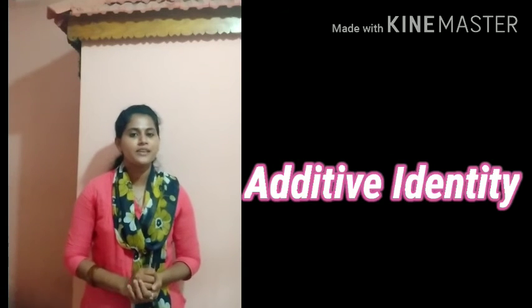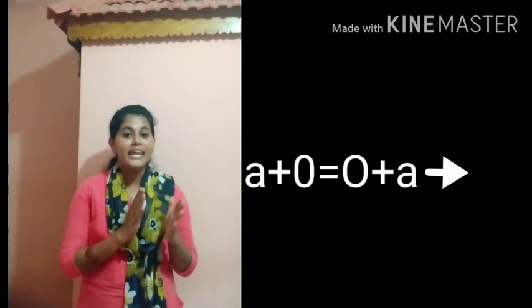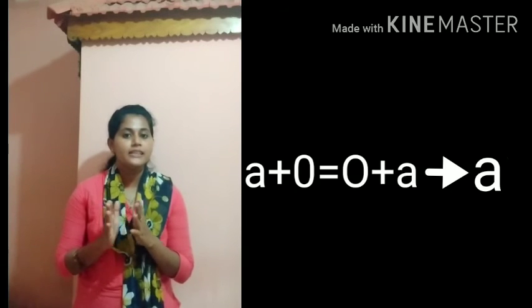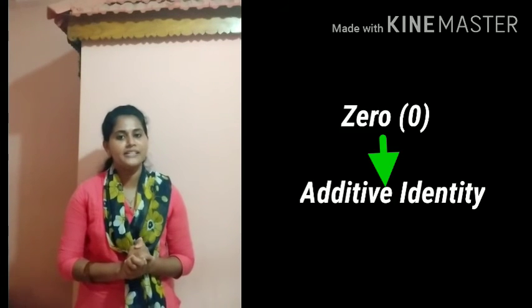From the explanation, I hope that you all have verified the associative property, right? We go on to the next topic, additive identity. What is this additive identity? See here, a plus 0 is equal to 0 plus a. That gives what? a, right? So if 0 is added to any integer, it gives that same integer itself. Therefore 0 is called the additive identity.